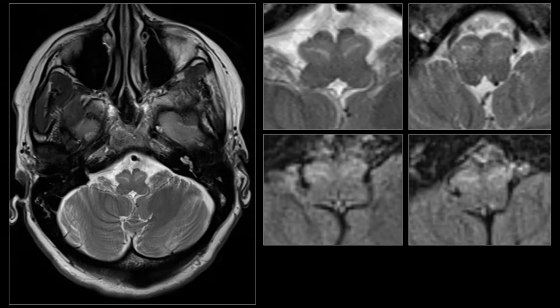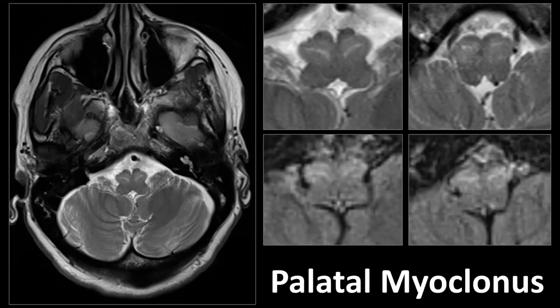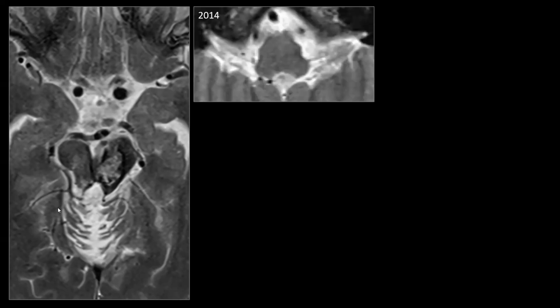Clinical presentations can vary, but a typical textbook presentation would be with a palatal myoclonus, so involuntary movements of the soft palate. And this has probably something to do with the fact that the vagal nucleus, or the nucleus ambiguus, is located in the vicinity of the inferior olivary nucleus. This is a patient with a cavernoma in the midbrain. We see extensive damage in the midbrain, also involving both superior cerebellar peduncles.